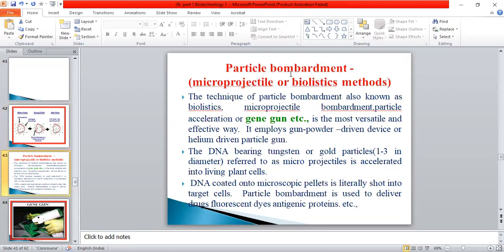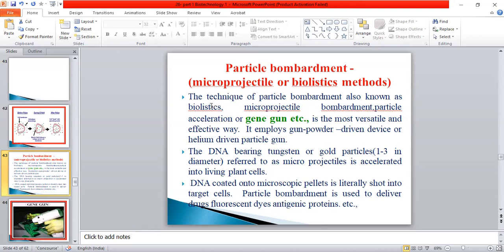Okay. Next one is the particle bombardment, microprojectile or biolistic method. This is very, very important, my dear students. What is the meaning of biolistic? Microprojectile and bombardment. Bombardment means we aim at the target with the help of special equipment called a gene gun. When you are using the gene gun, automatically it reaches the target exactly, isn't it? Likewise, the molecules are loaded into the gun and exactly targeted.